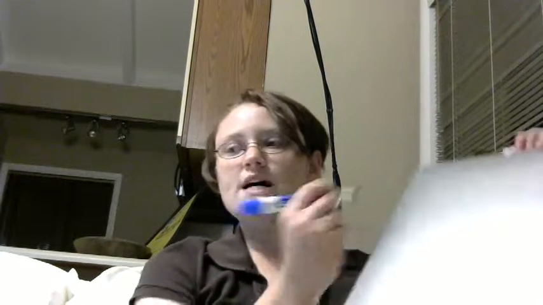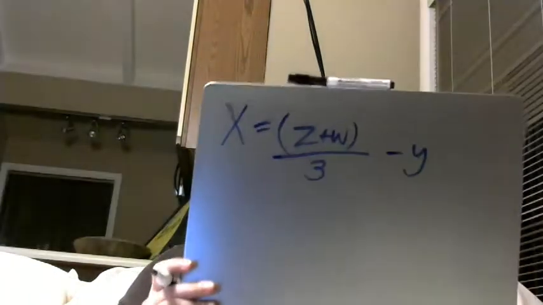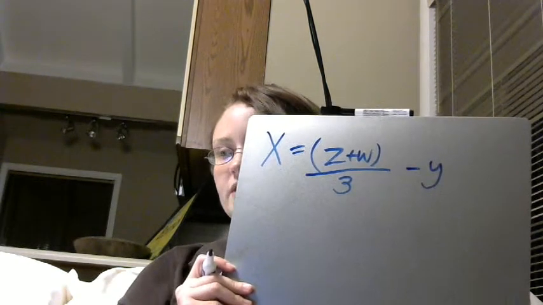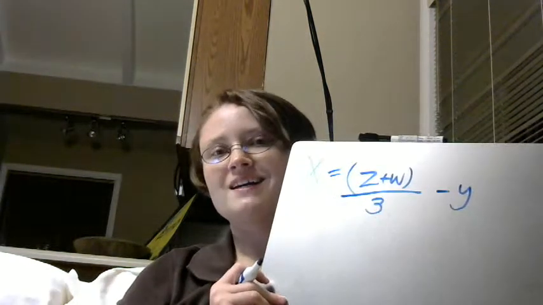All right, I want to do one last one, and this one's actually not as involved as that one was. This is x equals (z plus w) over (3 minus y). All right, here's what we've got. X equals z plus w over 3 minus y. And we want to solve for z.